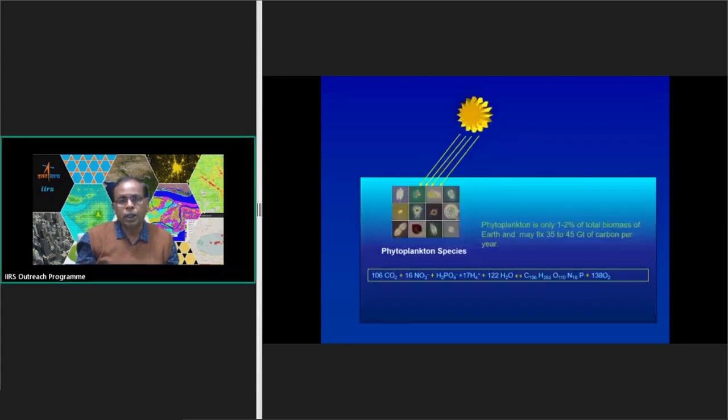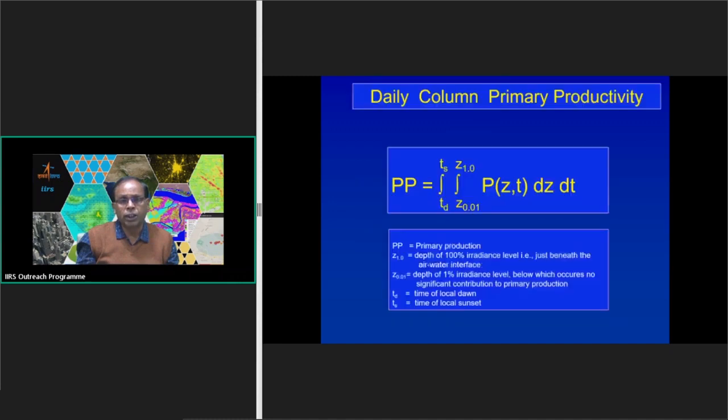And another utility of this phytoplankton map is to find out the productivity of the ocean. That is, you can find out the daily column primary productivity. Suppose you have the chlorophyll concentration, that will give you the primary production, and you integrate from the surface to the euphotic depth, and from sunrise to sunset, then you get the daily column primary productivity.